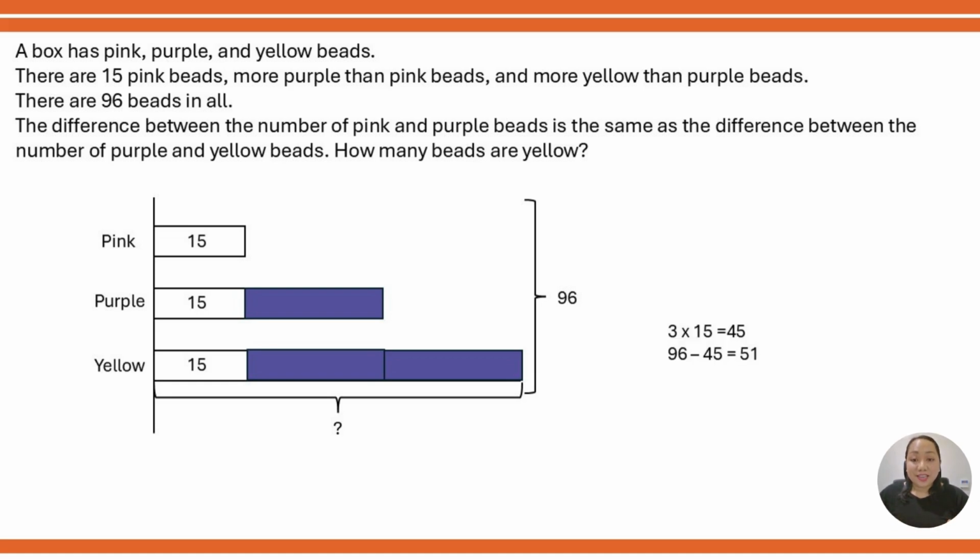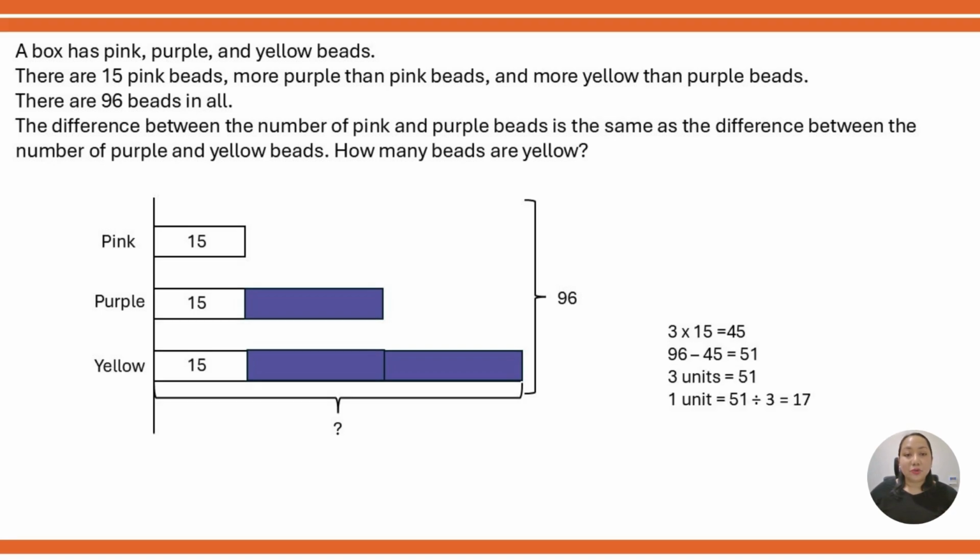Now we can clearly see that three groups of 15 and three equal units will make 96. So let's start with our computation. First, let's compute for three groups of 15. So 3 times 15 is 45. Now, let's take away 45 from 96 and that will give us 51. That means those three equal units that I colored purple are equal to 51.